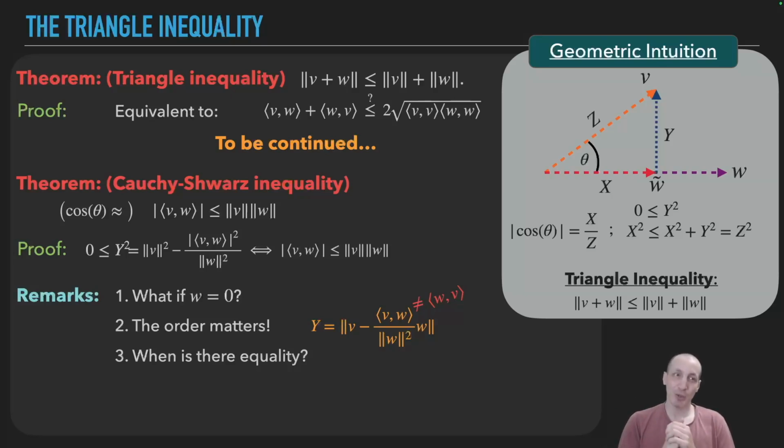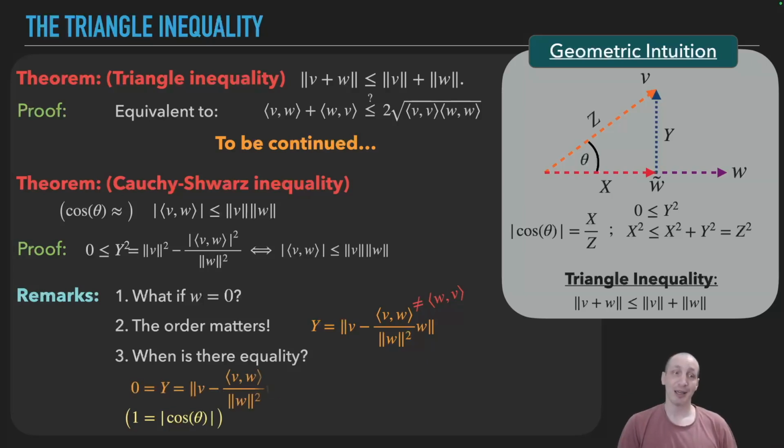So we have equality in the Cauchy Schwarz inequality if and only if the cosine of theta is 1. And when is the cosine of theta, or in absolute value, 1? If both vectors are in the same direction or in opposite directions. Right? If either the cosine is 1 or the cosine is minus 1.